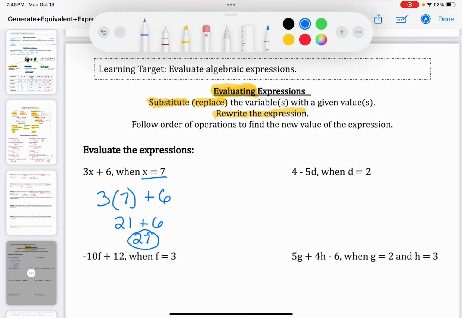The second one, 4 minus 5d when d equals 2. So 4 minus 5, put in 2 in place of d. So working that out, that'll be 4 minus 5 times 2 is 10, because order of operations, I need to multiply before I do the subtraction. 4 minus 10 would be negative 6.